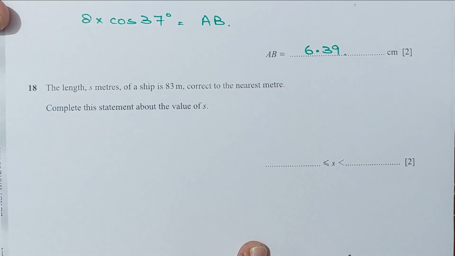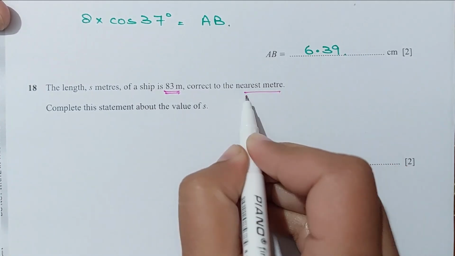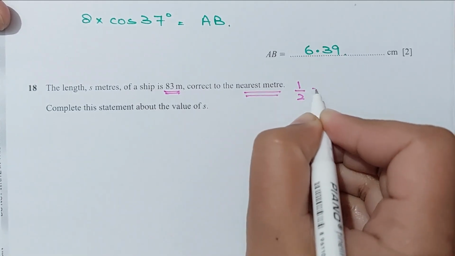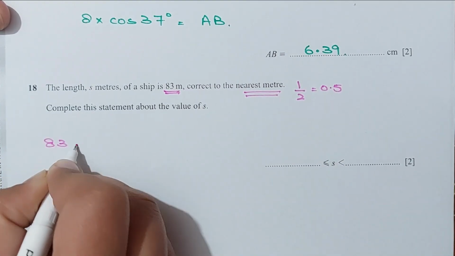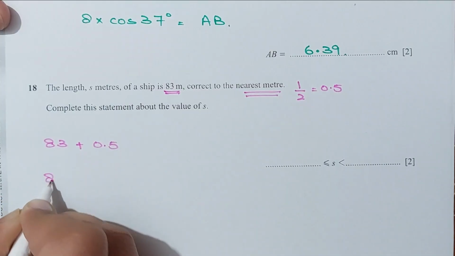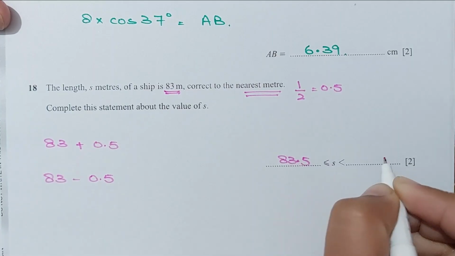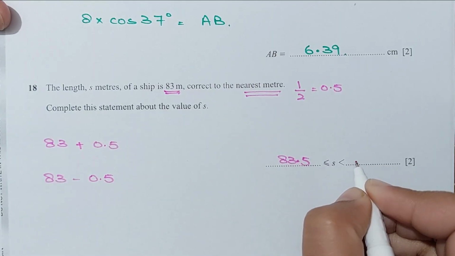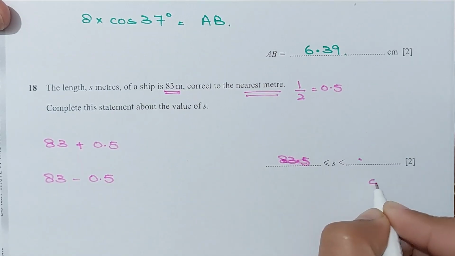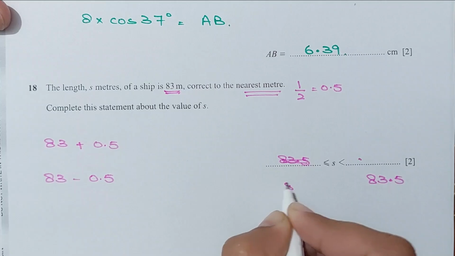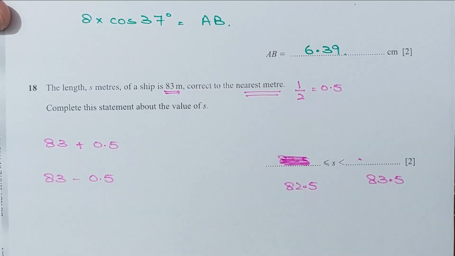Question number 18. The length S meters of a ship is 83 meters, correct to the nearest meter, means 1 meter. So 1 by 2 is 0.5. Complete the statement about S. So the upper bound is 83 add 0.5. The lower bound is 83 subtract 0.5. Sorry, the maximum is 83.5 and this is 82.5. Yeah, the minimum is 82.5. This is a minimum and this would be the maximum.